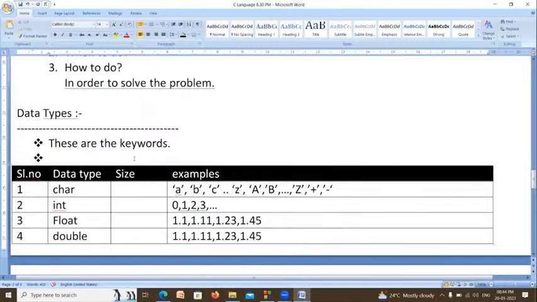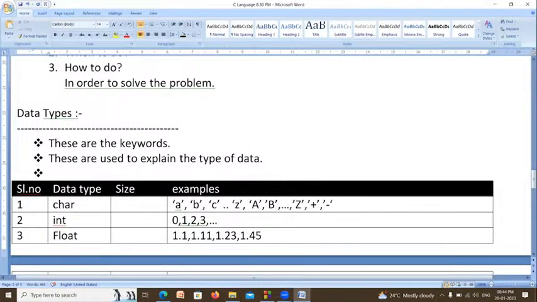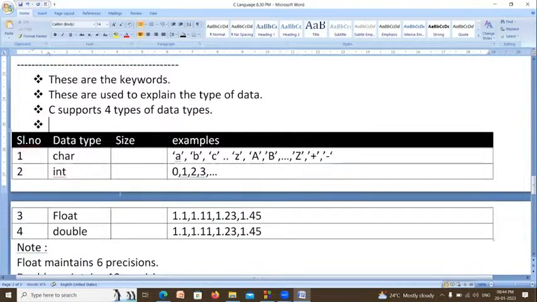So what is the use of this? Read this question from right to left. So it is used to explain the type of data, right? It is used to explain the type of data. In C language, there are totally 4 types of data types. C supports 4 types of data types, right?